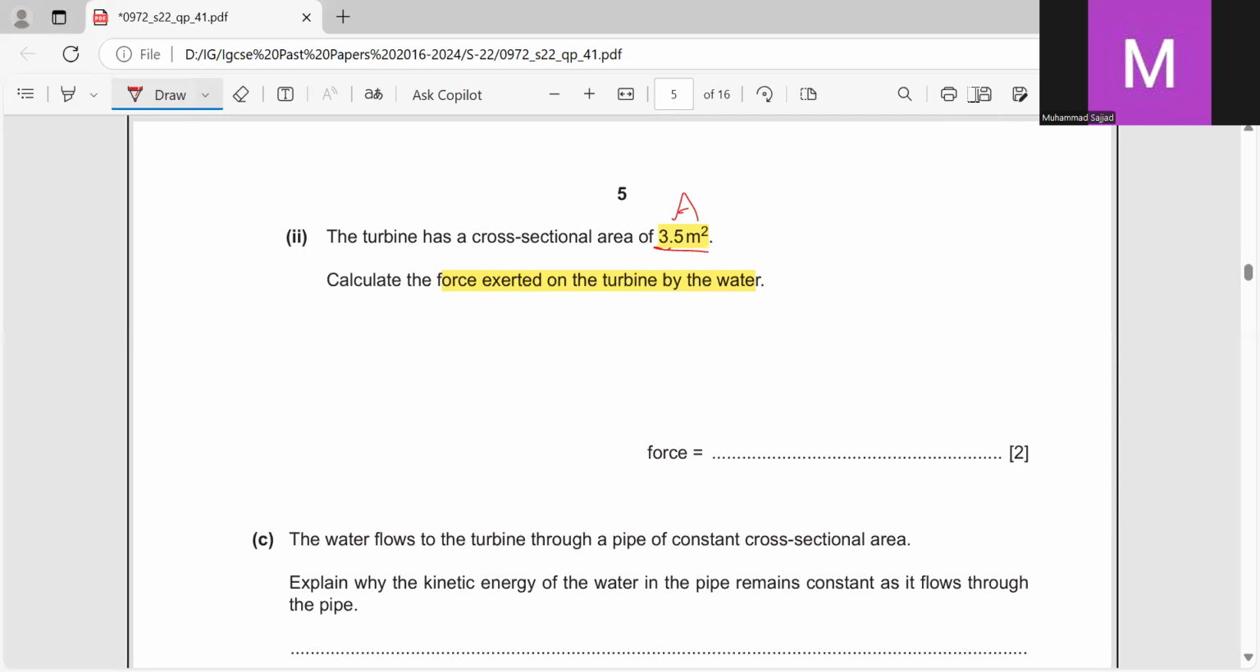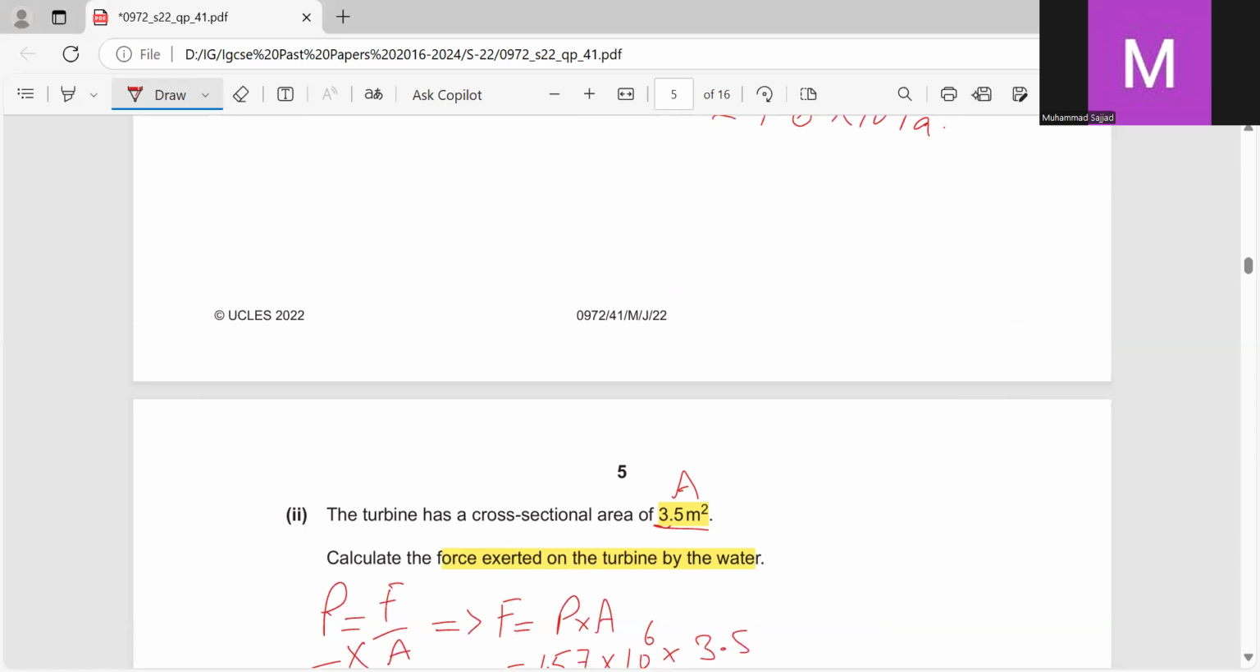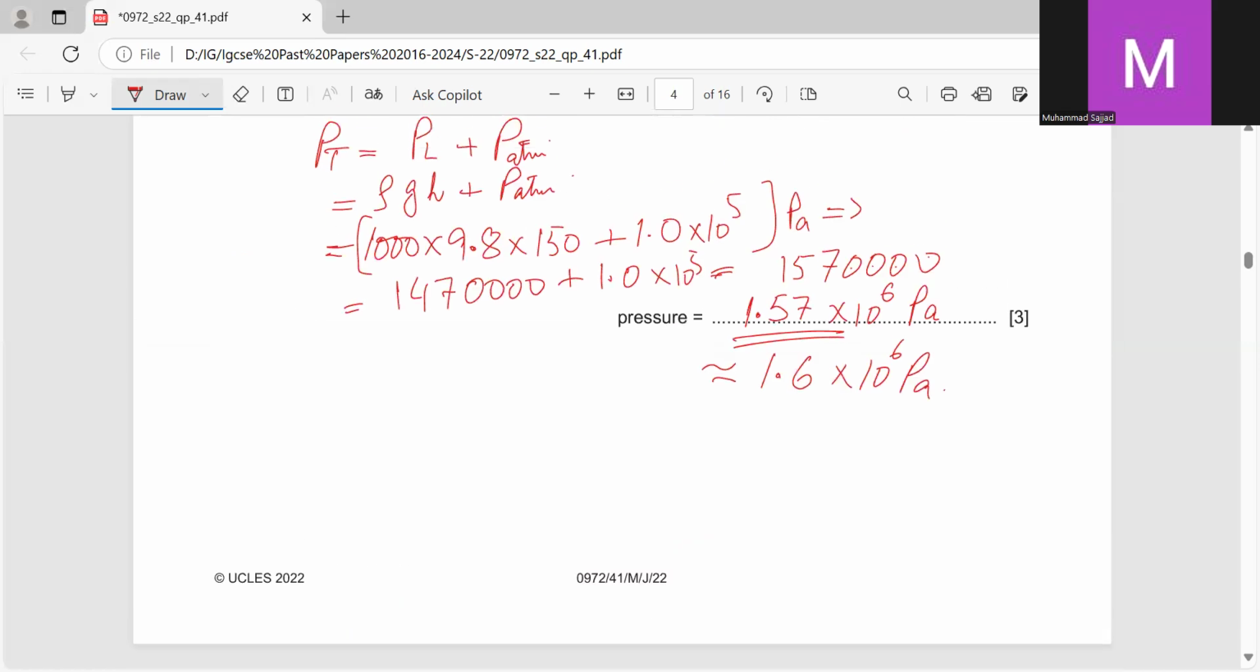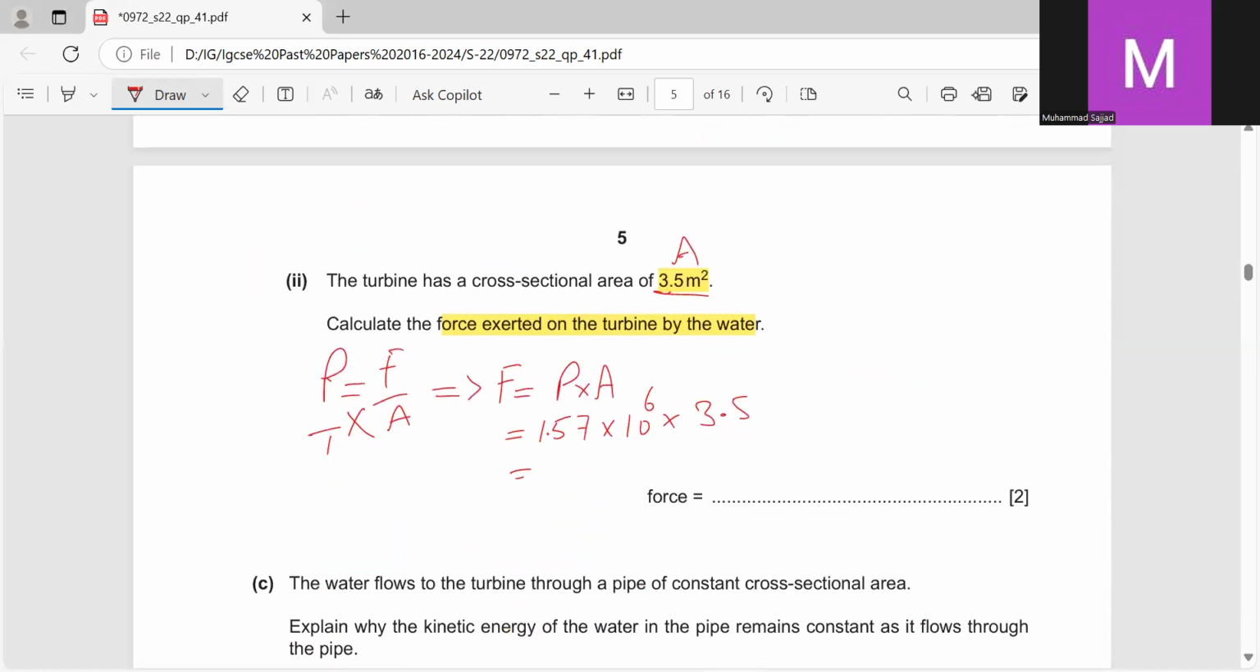Atmospheric pressure is there. So simply what we are going to do, the formula for pressure is force per unit area. Just cross multiply. We will get force is equal to pressure times area. So pressure 1.57 times 10 raised to power 6 times area, which is given here 3.5. The 1.57 is the numerical value for this pressure we have calculated.